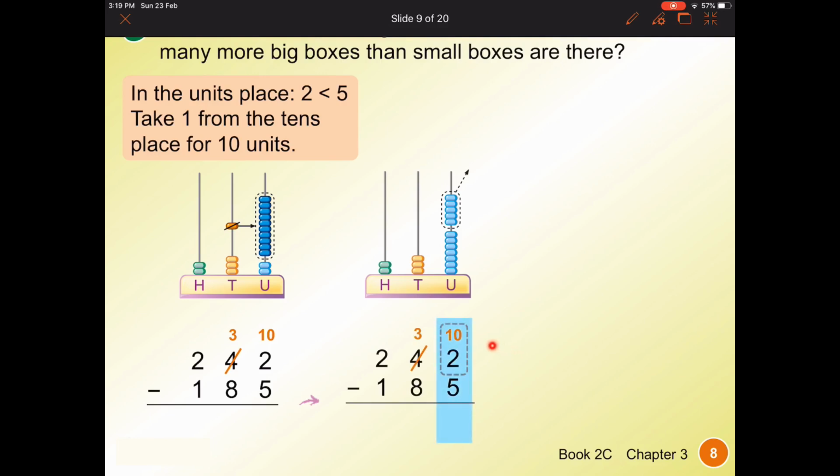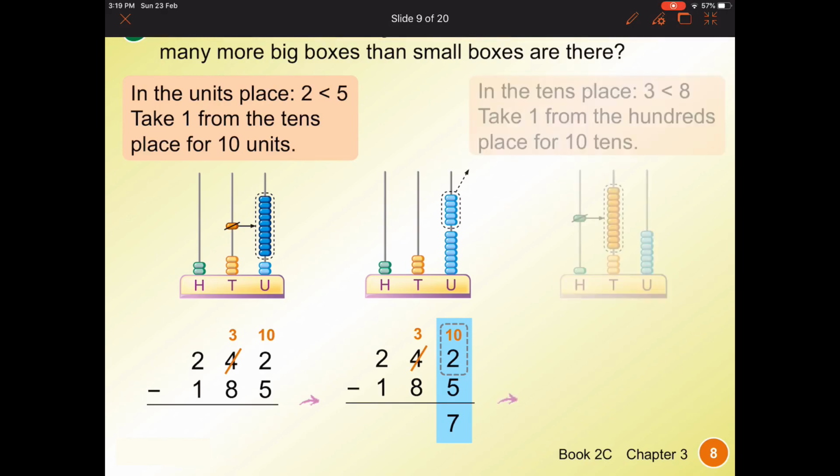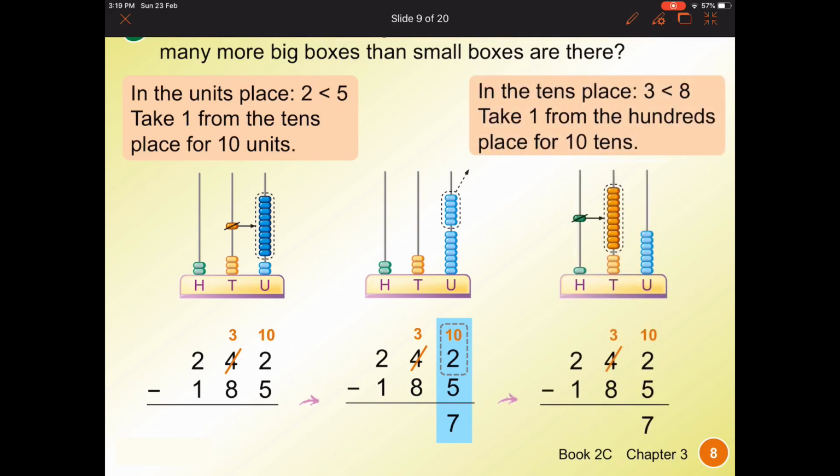So we're ready to do the calculation in the units place. 10 plus 2, we have 12. 12 minus 5, we have 7. Now we can look at the tens place. For the number on top in the tens place, we are only left with a digit 3. We no longer have the digit 4.